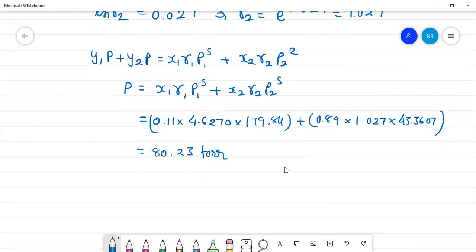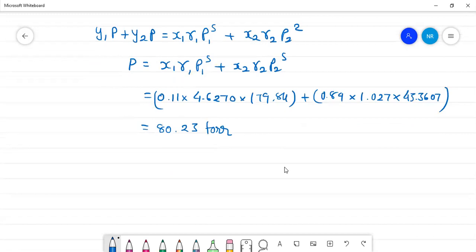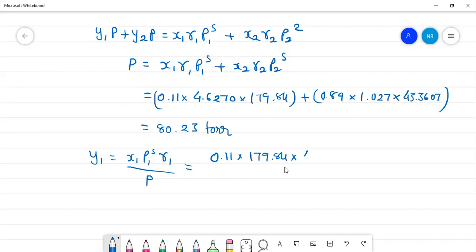So now they ask us to calculate y1. So y1 finally we get is equal to x1 p1 saturation gamma 1 divided by total P. So x1 will be 0.11, p1 saturation is 179.84, multiplied by gamma 1, which is 4.6270, divided by total pressure, which is 80.23. So can you give me the answer of y1?